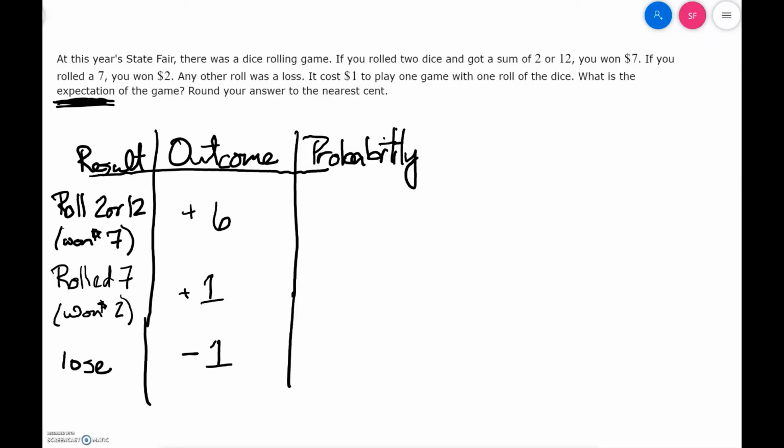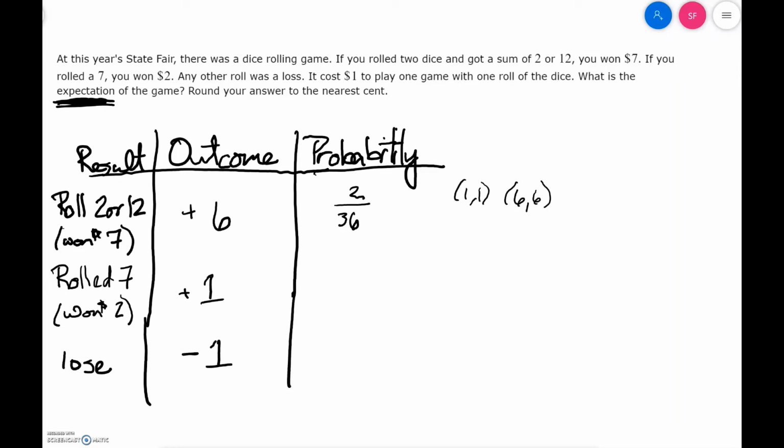So now let's talk about probability. So the probability of rolling a 2 or a 12, we've got pretty much 2 options, right? You can roll a 1 and a 1, or you can roll a 6 and a 6. And if you remember from Lesson 3-2, when you did that chart, there are 36 different combinations that you can roll your dice. And so if 2 of these come up, then my probability is going to be 2 out of 36.